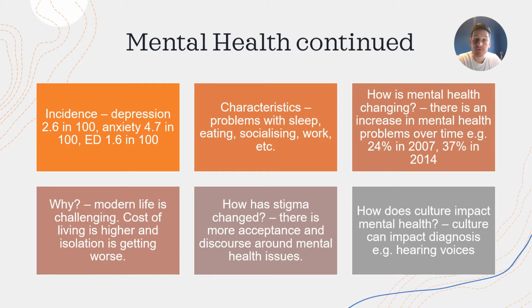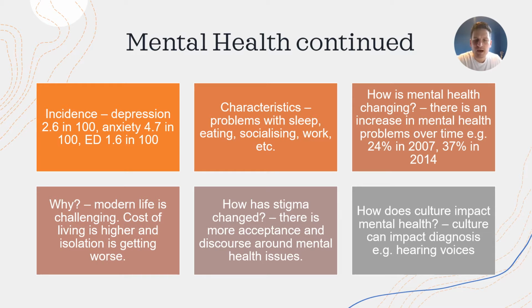Next, you need to know about some of the facts around mental health and what's happening currently. One thing you need to know is the incidence. What incidence means is how often it occurs, how common it is. It will vary depending on the research that you look at, but in general, people are diagnosed with depression about 2.6 in 100 people, anxiety 4.7 in 100, and an eating disorder 1.6. Obviously, there's lots of different mental health problems, and different research will say different things at different times. But as long as you've got some idea of how common mental health problems are.